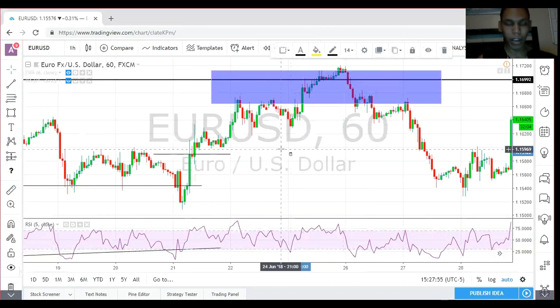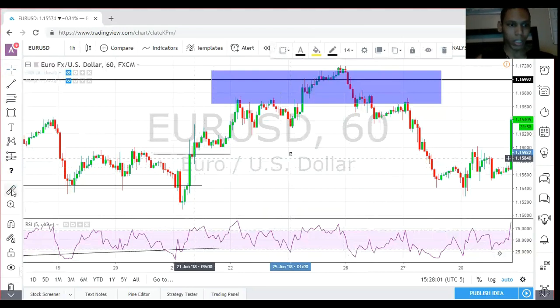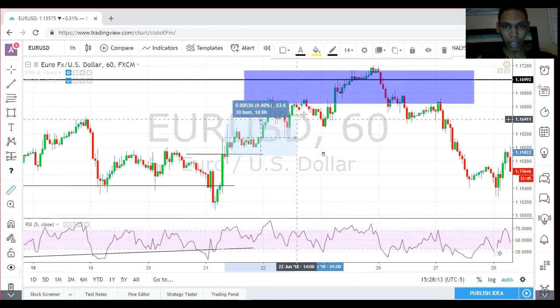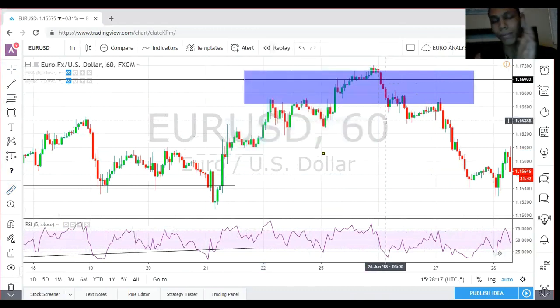If you didn't get that, I didn't feel like writing it down, honestly. If you didn't get that, rewatch the video. So like I said, this candle would have been my entry right here, the pullback. The open, high, low, close, entered, buy, boom, 130 pips. That's how I would have caught the trade.